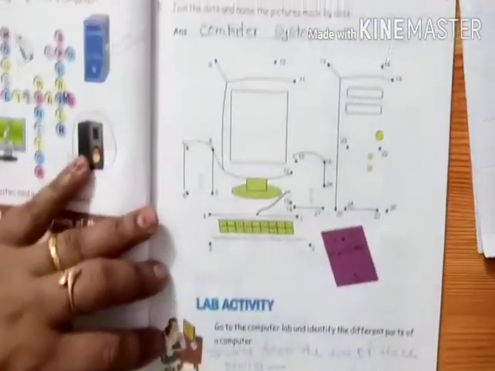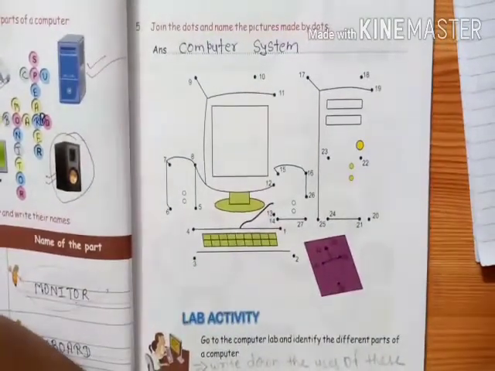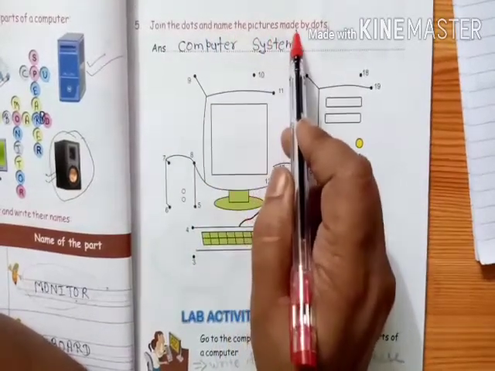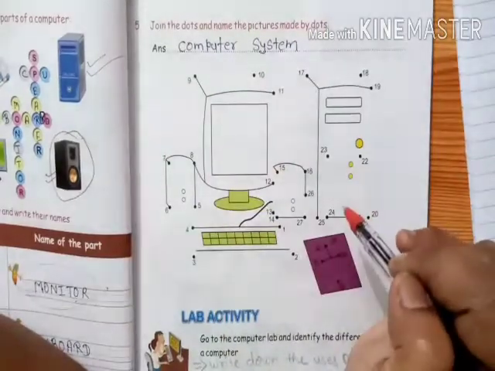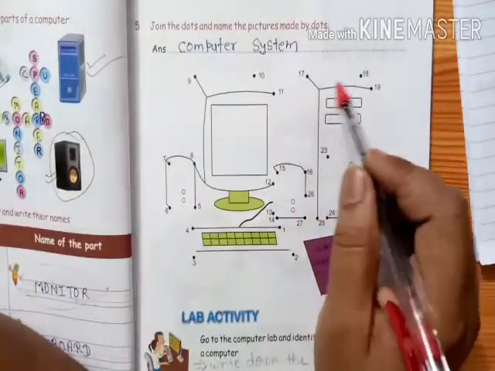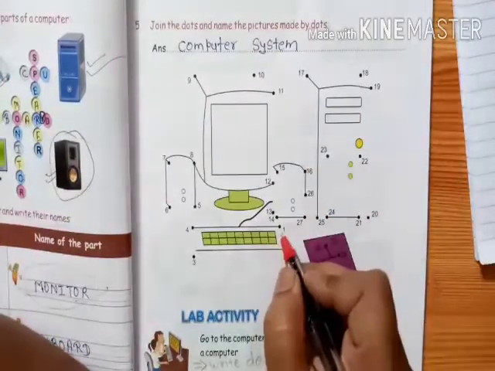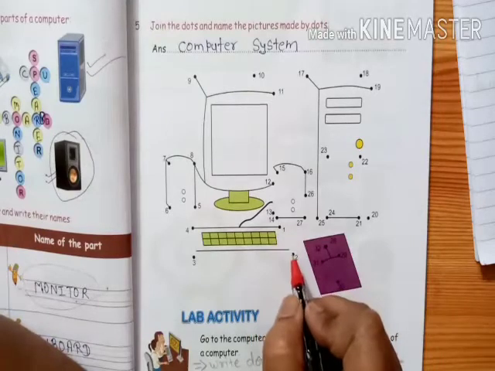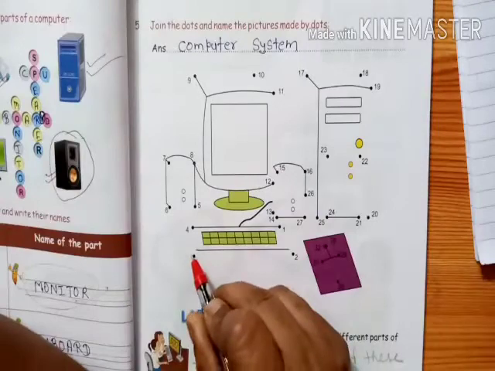The next question is question number 5. What you have to do in this question? Join the dots and name the pictures made by dots. Here you can see the dots are given, and with each and every dot one number is given. So the first one starts from here, 1, 2. You have to draw a line between 1 and 2. Then 2, 3, again one line, 3 to 4.